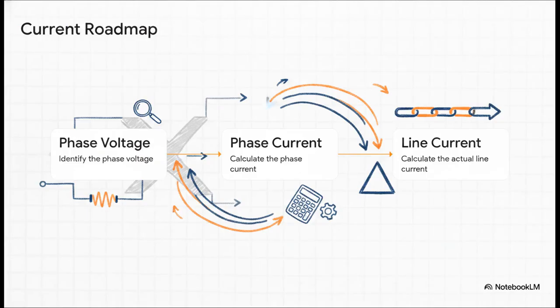You know, whenever you're staring down a multi-step calculation, it always helps to build a little micro roadmap so you don't get lost in the weeds. Here's our quick plan for finding the line current. Step 1, identify the phase voltage. Step 2, calculate the phase current. And step 3, calculate the actual line current. It's just a nice, simple, logical chain reaction.